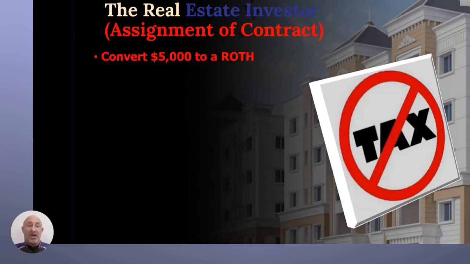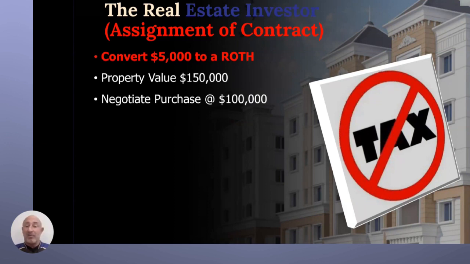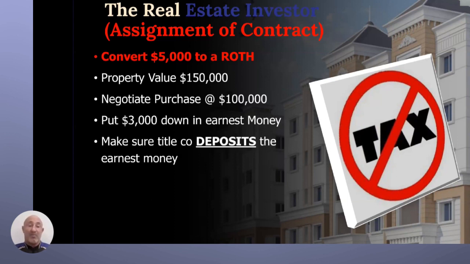I can also do assignments of contracts. So let's say you convert $5,000 to a Roth. You have a property that's valued at $150,000. You negotiate a purchase at $100,000. You put $3,000 down in earnest money from your IRA. You make sure the title company deposits the earnest money. They have to cash the check. So there has to be an actual transaction that happens inside of your IRA for this to work.